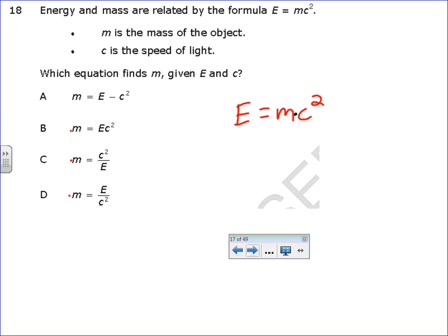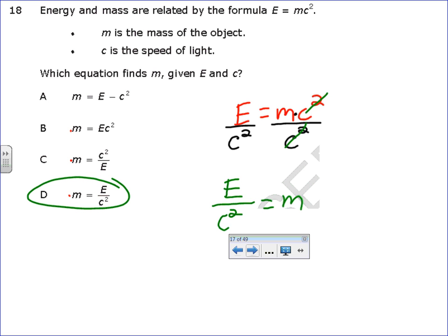This is being multiplied. I want to get m by itself. What's the opposite of multiplication? Division. So I'm going to divide both sides by c squared. That means that this and this are going to cancel. I'm left with E over c squared equals m, which is C.